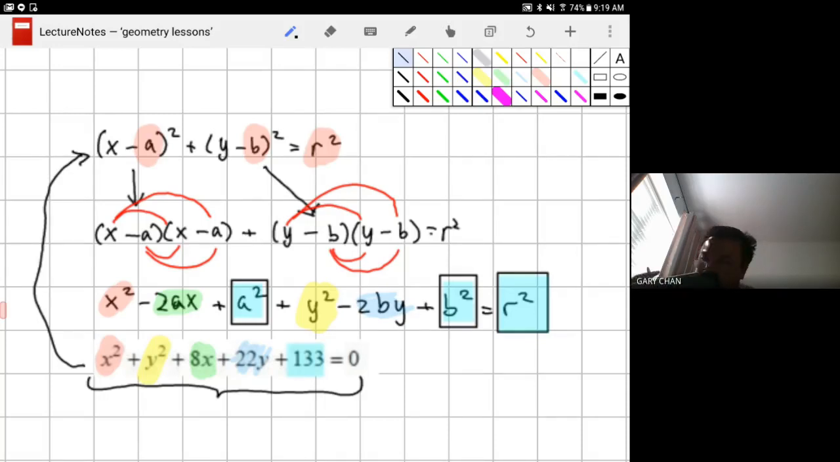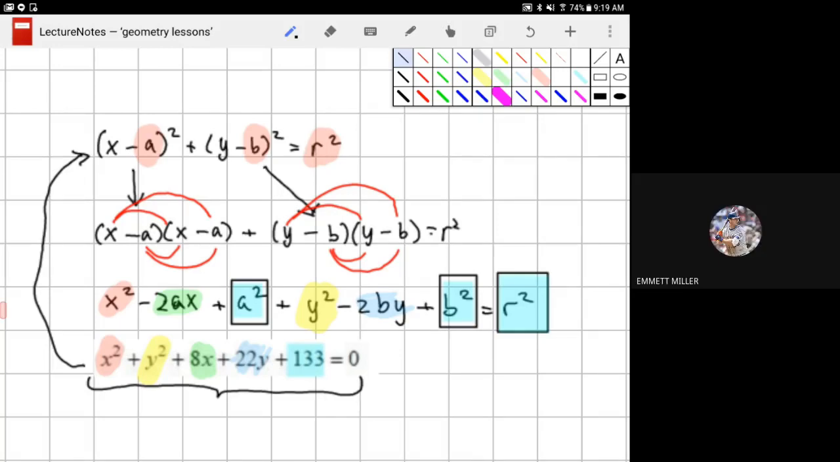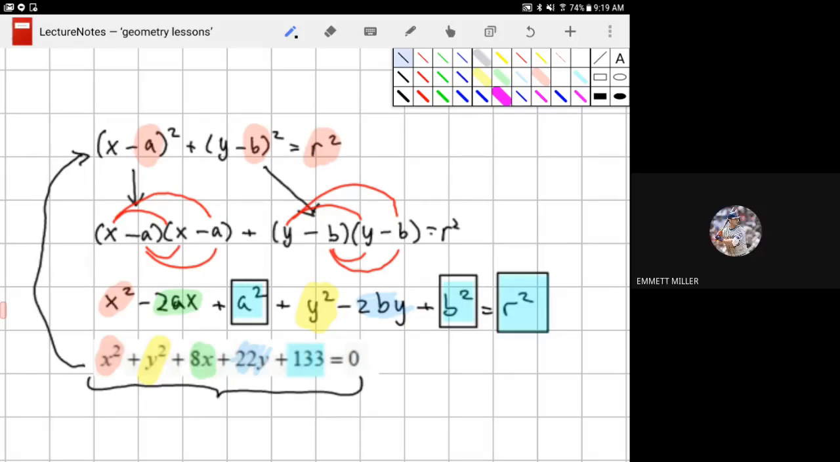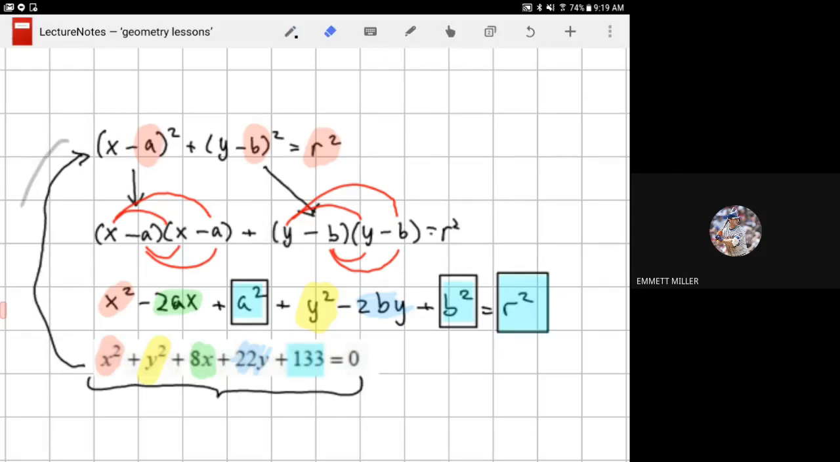And Emmett, you had a suggestion? Yeah. So we know the 2ax term and the 2by term, those two coefficients are just 2 times a and b. Once we find that, we can square them, add them together, and whatever the difference is between that and 133 is the radius squared.